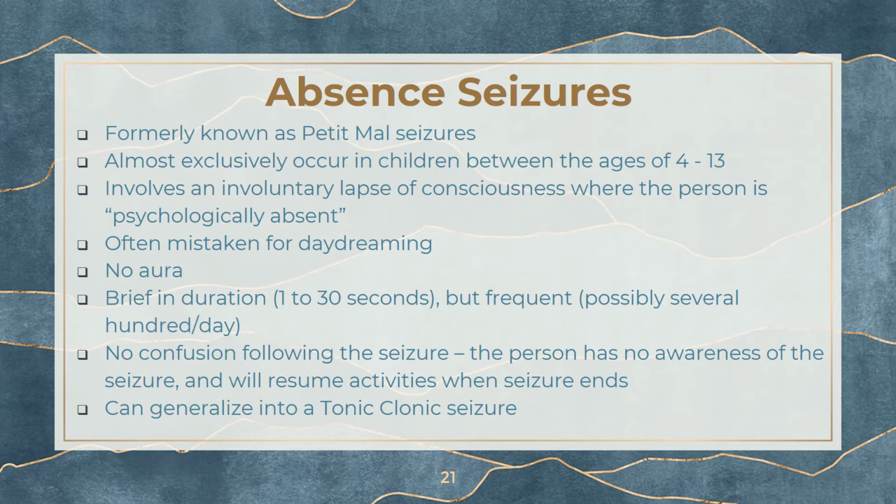To the person, it's like nothing happened. They will continue activities after the seizure that they were doing prior, and they will not remember the seizure. Absent seizures can generalize into tonic-clonic seizures. The following video shows what an absent seizure might look like.